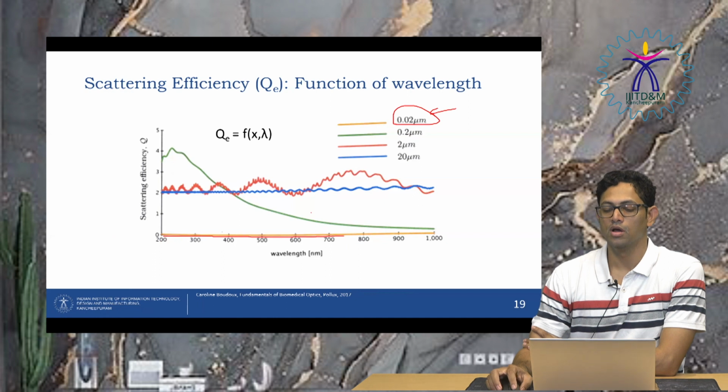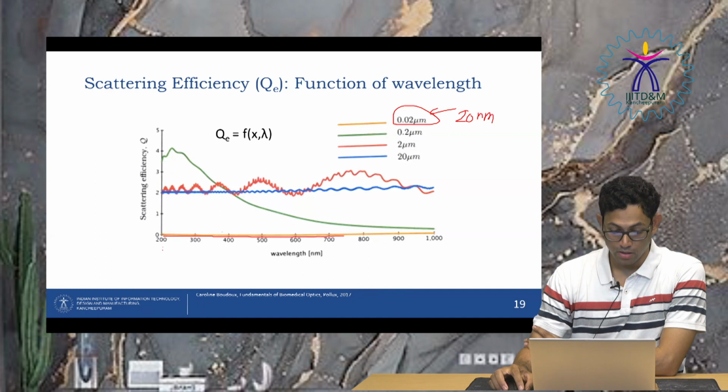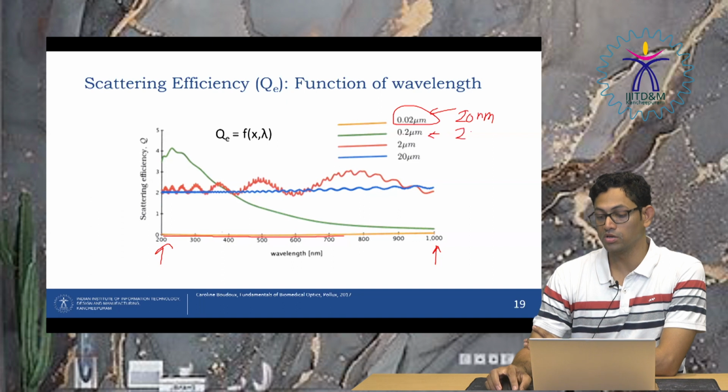Now, this is around 20 nanometers. If you carefully see, the x-axis starts from 200 nanometers to around 1000 nanometers, right? Now we have 0.2 micrometers, so we are moving into the regime of our operating wavelength. It's around 200 nanometers, so it's somewhere over here. This is the dimension of the particle. So we have a 200 nanometer particle and we are shining the light source like this one.